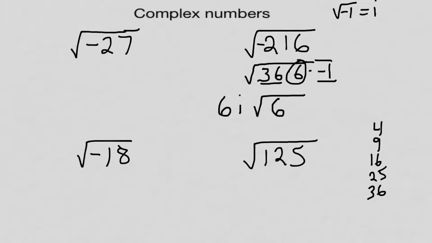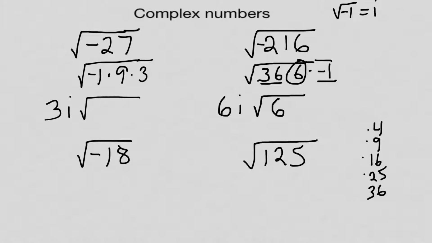-27. Looking down through my list over here on the right, I can see that 9 is going to be a factor in here. So, the square root. It's a negative, so I know it's going to be -1 times that 9 times 3. I know that the square root of -1 is i, so that comes out. The square root of 9 is 3, and that leaves behind a 3. So the square root of -27 equals 3i times the square root of 3.